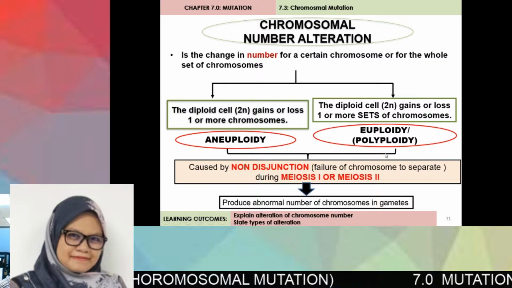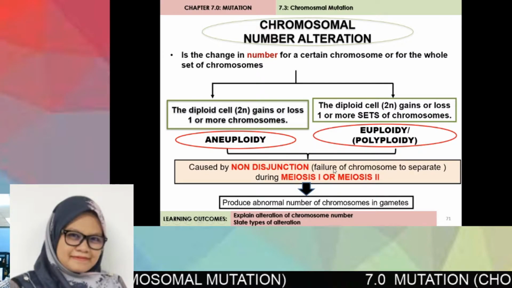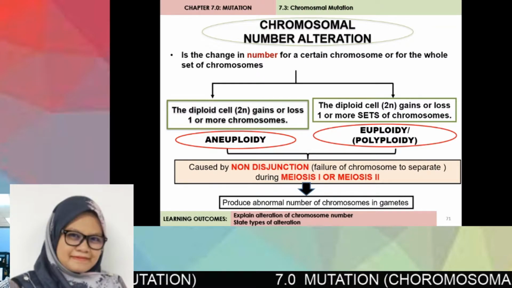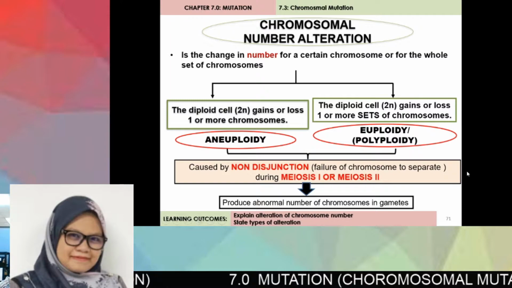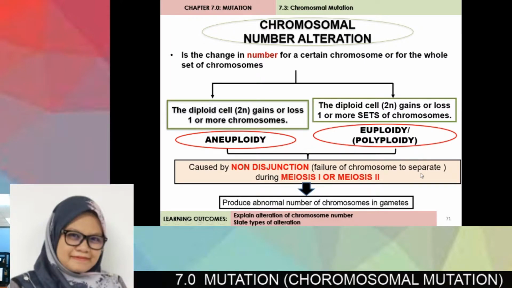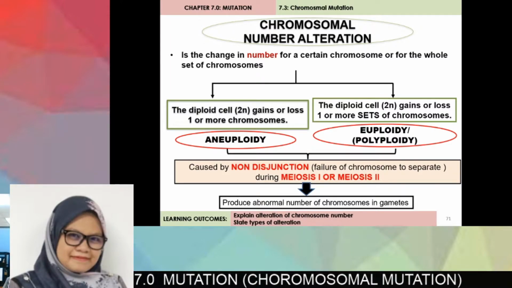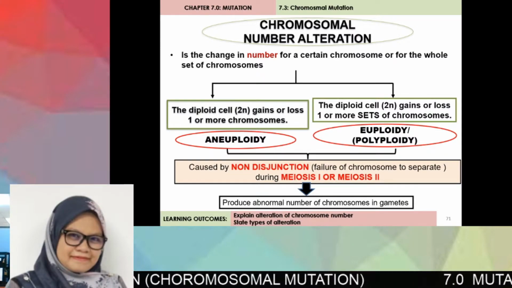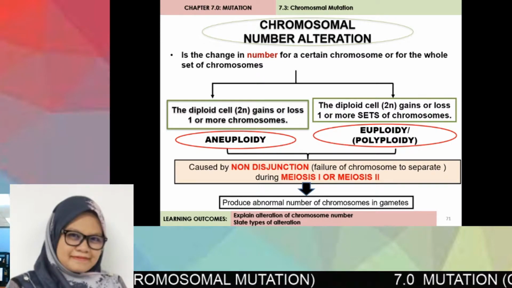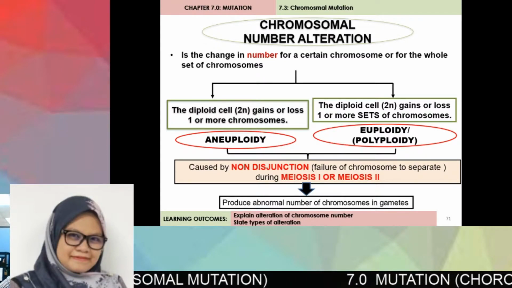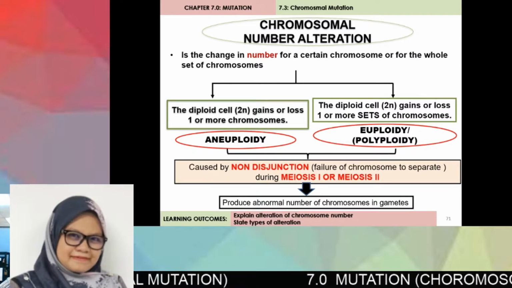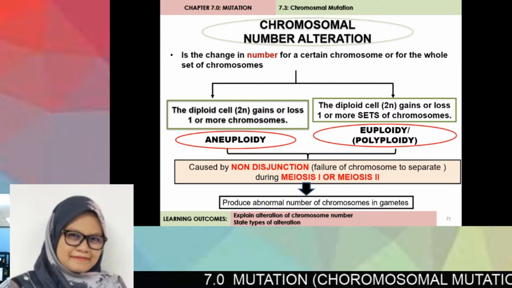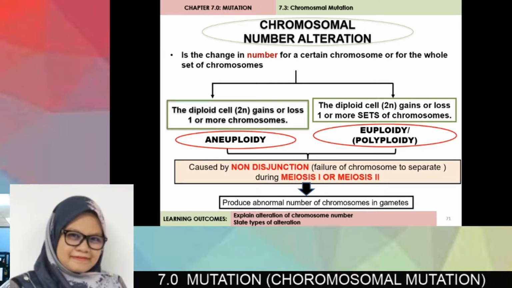And then all these chromosomal number alterations are caused by non-disjunction. What is non-disjunction? A failure of chromosomes to separate during meiosis 1 or meiosis 2. Meiosis sebab waktu inilah formation of gamete berlaku. So when the gamete yang terhasil defect, so akan hasillah individu yang akan ada euploidy ataupun aneuploidy.